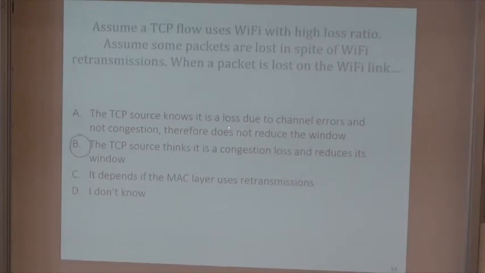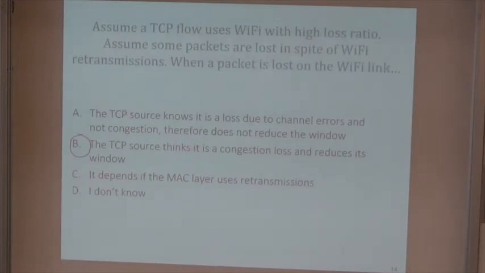Well, the TCP source doesn't know that there is a loss due to channel errors for lots of reasons. One of the reasons is that the TCP source might not be on the Wi-Fi network. Perhaps the TCP source is the server somewhere in the world that's sending to you. You are on Wi-Fi, but the source is somewhere else. So that source might not see that there's an error due to Wi-Fi.